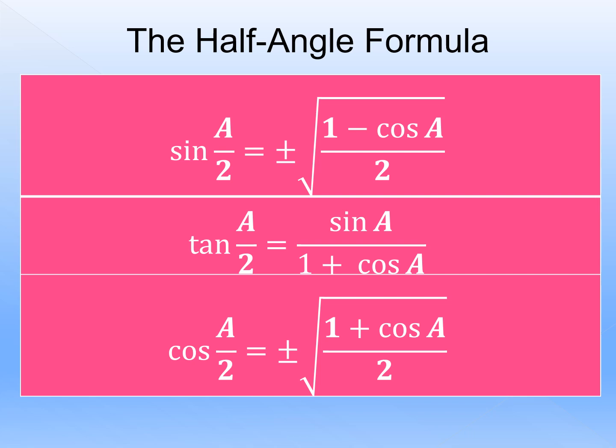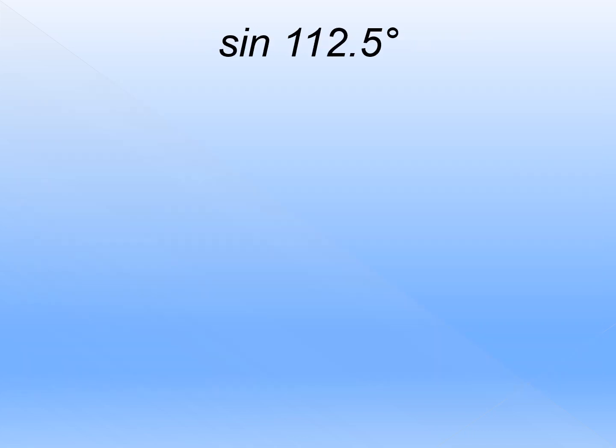So, in order for you to easily familiarize yourself with the formula, sine and cosine have the same formula, but they only differ in the operation: 1 minus cos A and 1 plus cos A. Let's try an example. For instance, we have sine 112.5 degrees. With the help of the half-angle formula, we can get the exact value of sine 112.5.